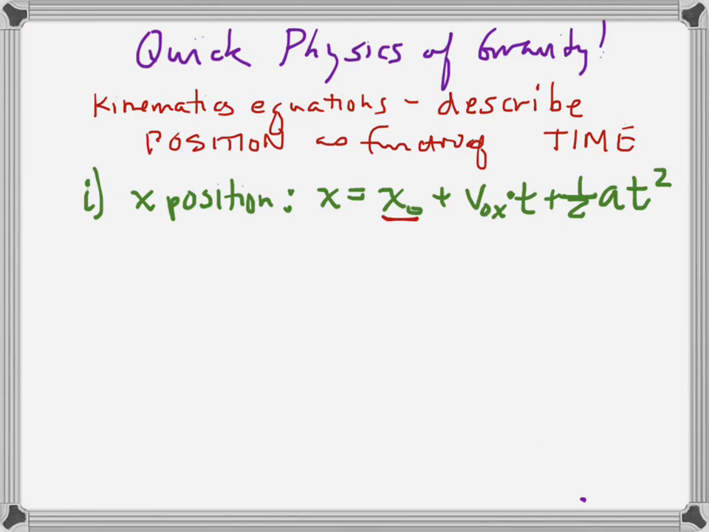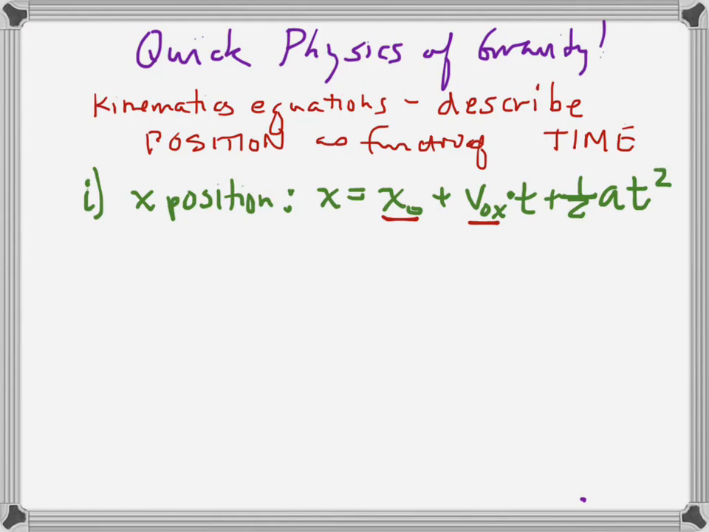So like if you're going to shoot something out of a cannon, where is that cannon, where is that little projectile right before you shoot it? So that's the initial position. V sub 0 x is going to be the initial velocity that it has when you first fire it. So that's going to be a constant. And then t is time, and that's going to be a variable.